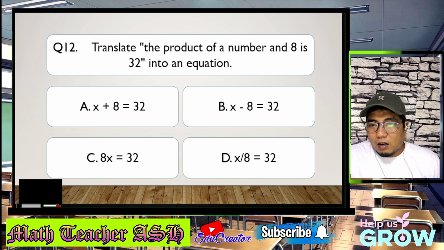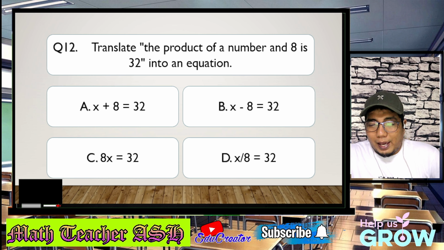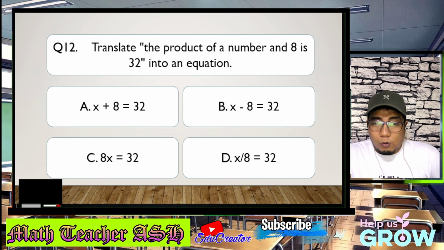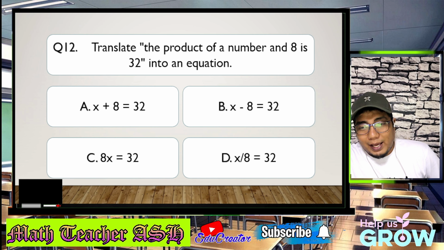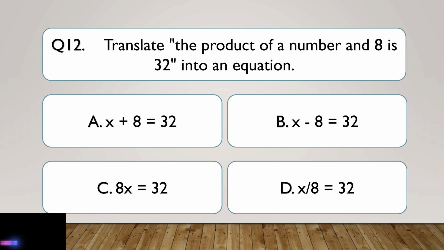Translate the product of a number and 8 is 32 into an equation. Is it A, x plus 8 is equal to 32? B, x minus 8 is equal to 32? C, 8x is equal to 32? Or letter D, x over 8 is equal to 32? I'll give you 5 seconds to think about your answer. 5, 4, 3, 2, 1.